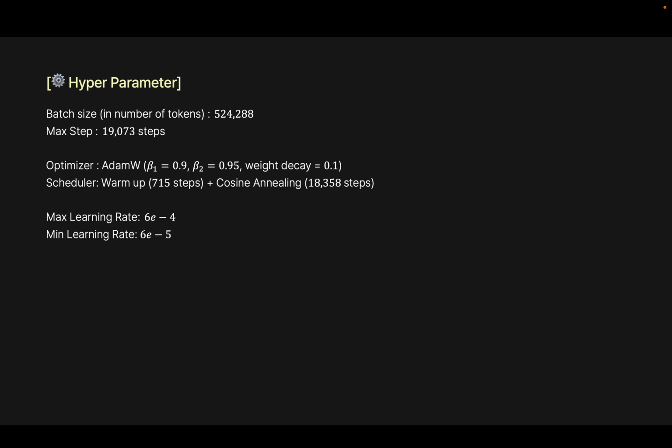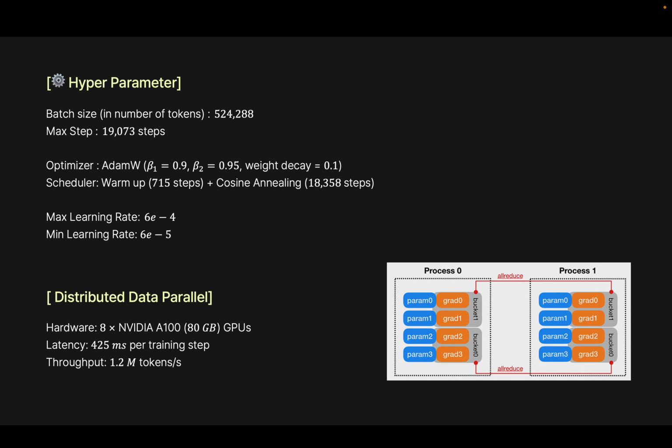Our optimizer is AdamW with the typical hyperparameters used in LLM training. We also followed GPT-3's training strategy. To speed up training, we used DDP across 8 A100 GPUs. We were able to complete training in just about 2 and a half hours.